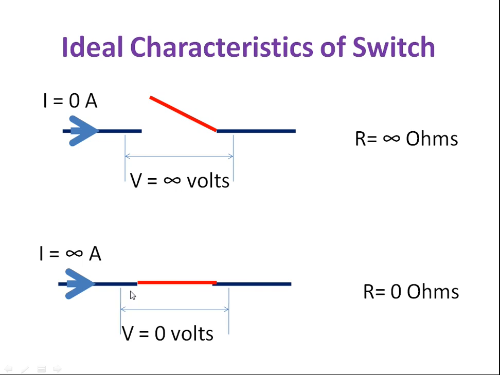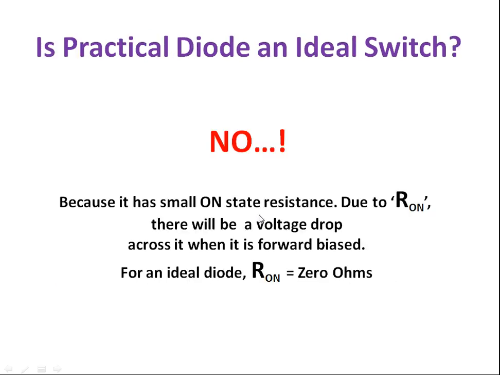When the switch is in closed condition, the voltage drop across the switch must be 0 and the current flowing through the circuit is infinity. It means your switch must be able to withstand an infinite amount of current. If voltage is equal to 0, it means short circuit. In short circuit, your resistance is equal to 0 ohm. So these are the ideal characteristics of a switch.